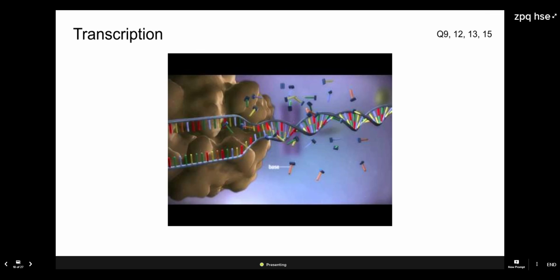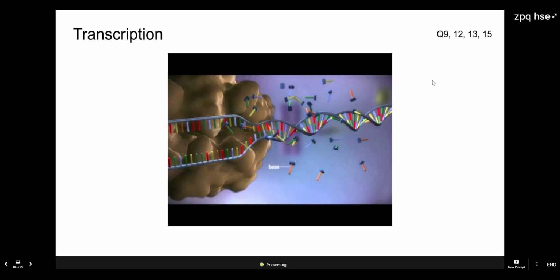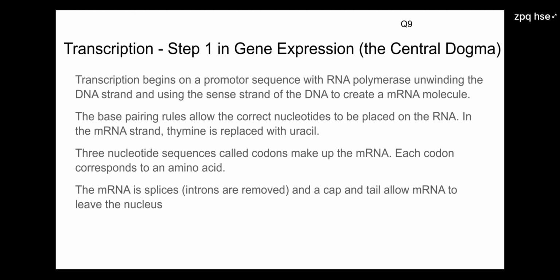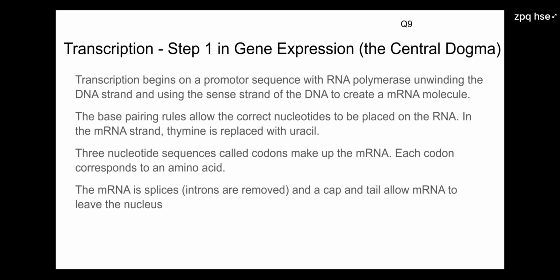All right, so that's question 9, and questions 12 and 13 we'll go over again on Thursday, but hopefully you're starting to get the process of transcription. So while you're still writing, transcription begins, remember, on the promoter sequence with RNA polymerase unwinding the DNA. So that's important to remember, because there is no helicase for transcription. Then you use the base pairing rules. Remember, C binds to G and A binds to T or U. Everybody, you need to remember that.